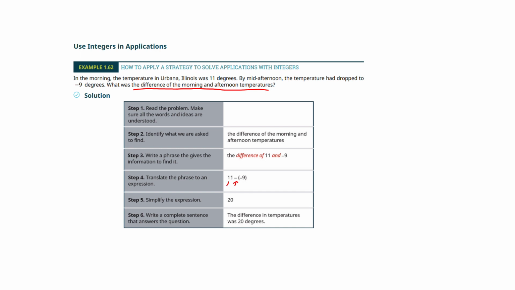The morning temperature was 11. The afternoon temperature was a negative. So the difference of the morning and afternoon temperatures. Now I've got two minuses in a row. Gets me 20.